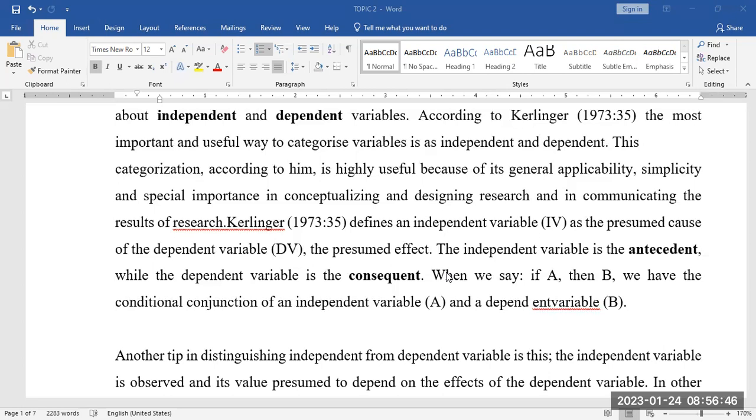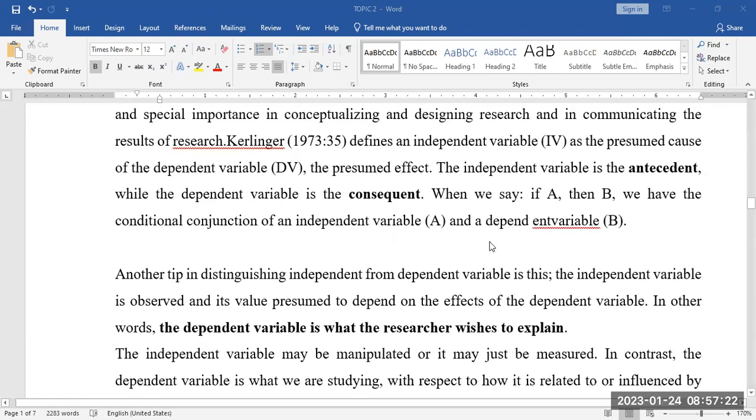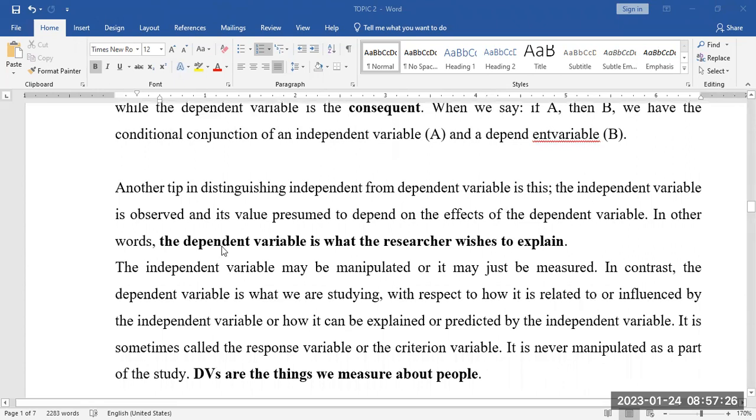The independent variable is also known as the antecedent, while the dependent variable is usually known as the consequent. Remember, we have said that the independent variable is the presumed cause, and the dependent variable is the presumed effect, the consequent. When we say if A, then B, we have a conditional conjunction of an independent variable. In other words, the dependent variable is what the researcher wishes to explain. We are going to look at an example later. The dependent variables are the things we measure about people.